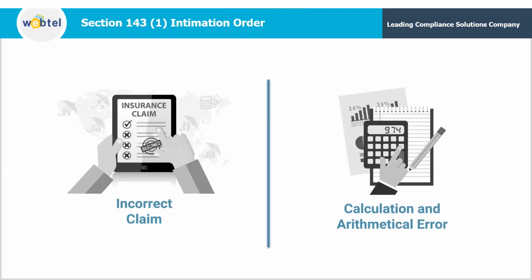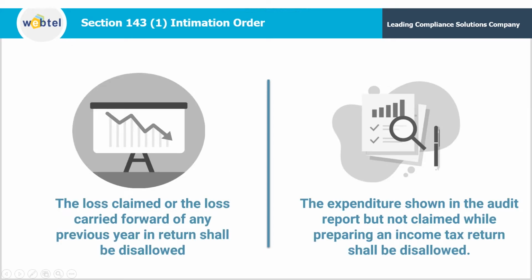Now, who is going to receive the intimation order? There are a few criteria, or reasons, for receiving the intimation order. First one is an incorrect claim. If the assessee has incorrectly claimed any amount, then they will receive the intimation order. Second, if there are calculation and arithmetical errors, then they will receive an intimation order. Third, if the loss claimed or the loss carried forward from any previous year in the return is disallowed as per section 143(1).